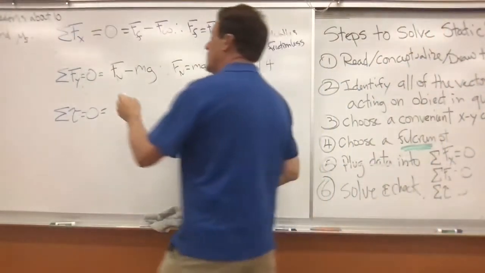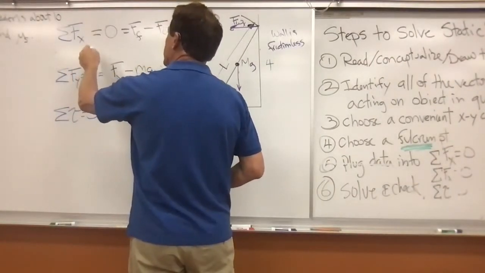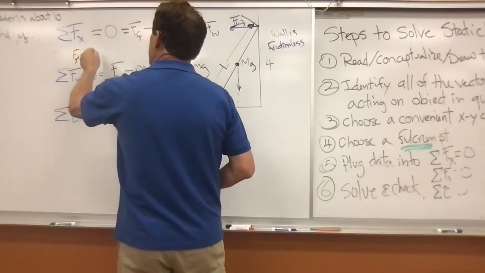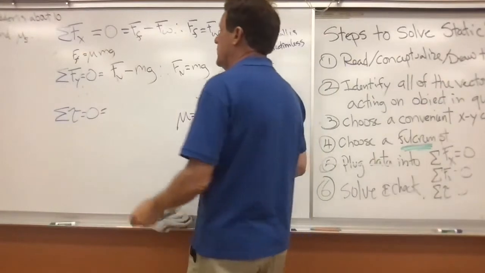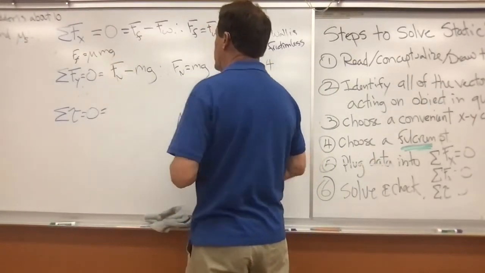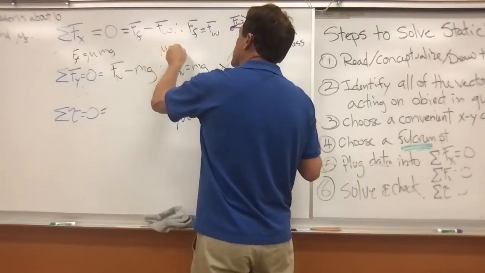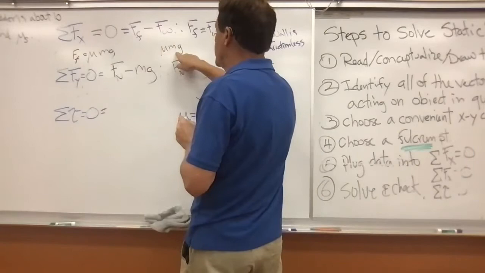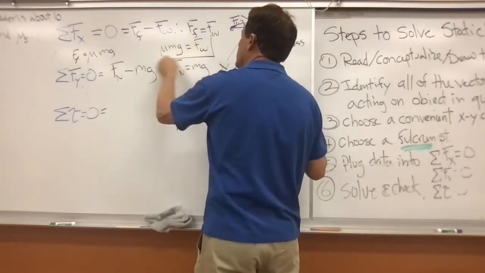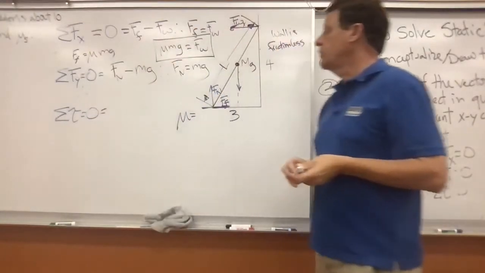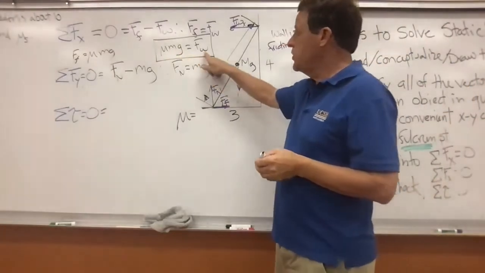And we also know that the force of friction is equal to mu mg, since mg is our normal force. So we can say that mu mg, the force of friction, which is mu times the normal force, is equal to the force of the wall. We're looking for mu. We don't know what that is.